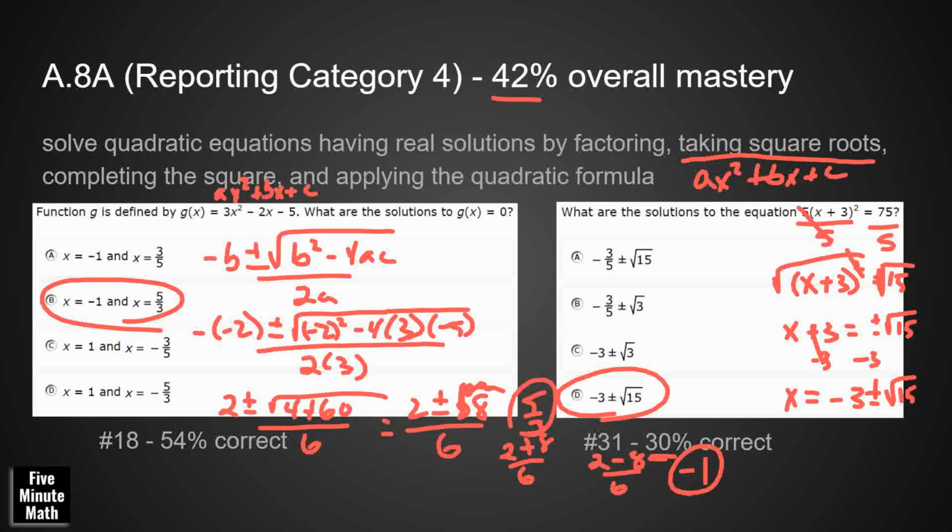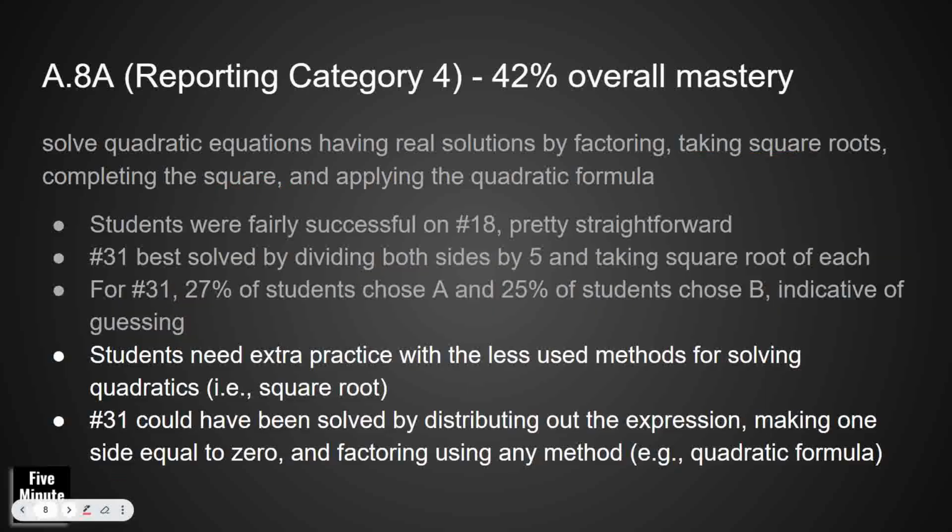Probably because they didn't see this as a fourth valid option. So we definitely need to practice that way of solving quadratic equations. So they were fairly successful on the first item, number 18, pretty straightforward. Number 31, I showed you the best way to solve that, dividing both sides by 5 and then taking the square root of each. So look at this.